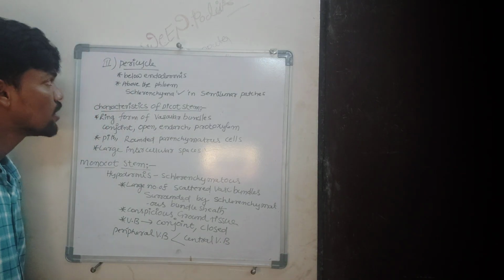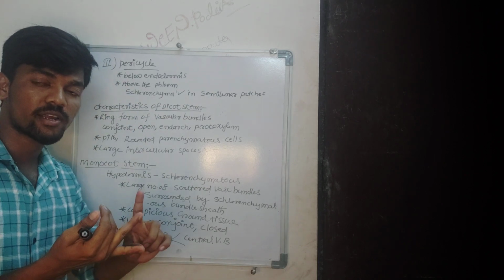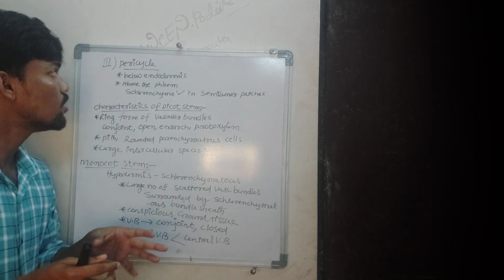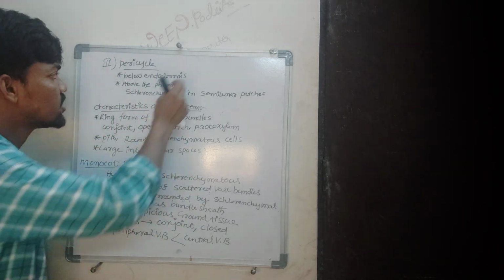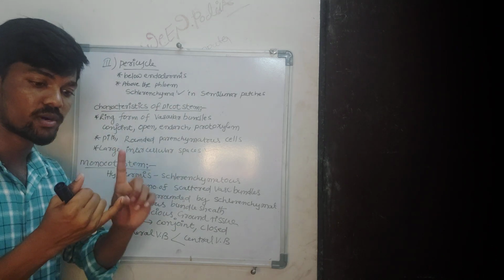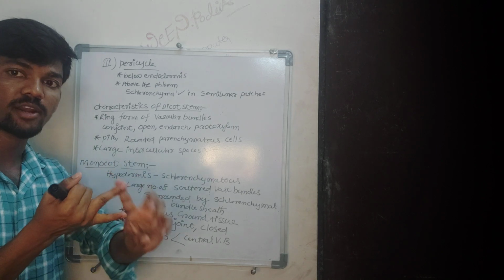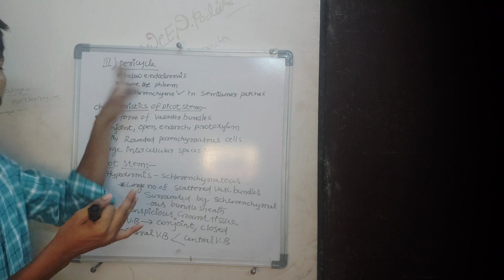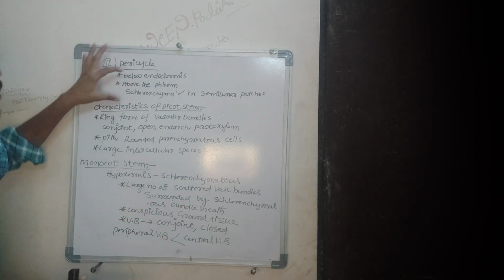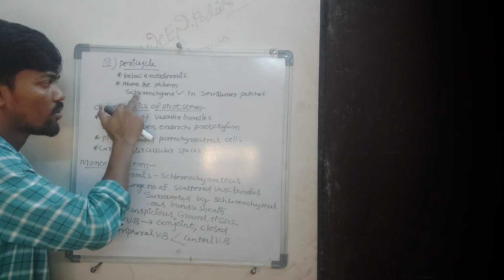Next, the third part is the pericycle. The first is the epidermis, the second is the cortex, and the third is the pericycle. The pericycle is just below the endodermis. The cortex has 3 parts: hypodermis, endodermis, and the third one is pericycle, and next one is stele. The pericycle is present below the endodermis and above the phloem.